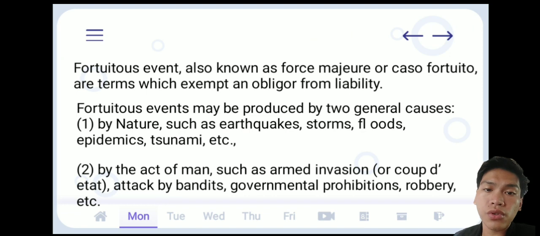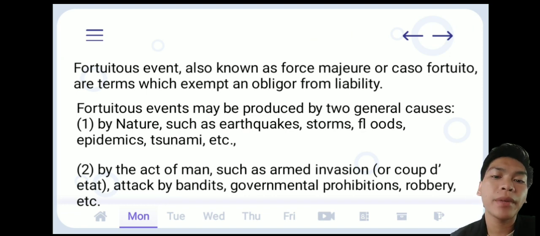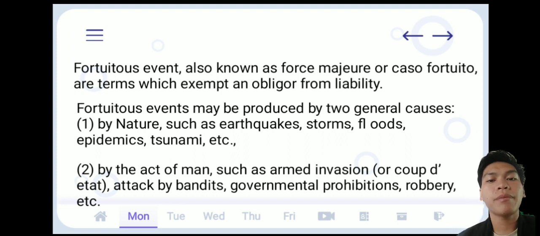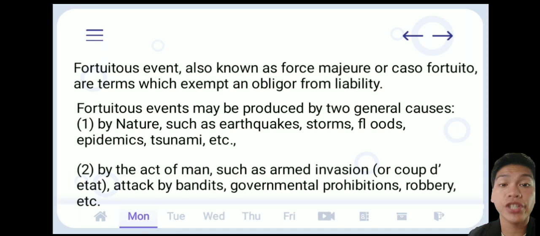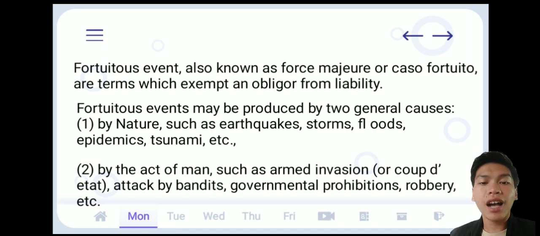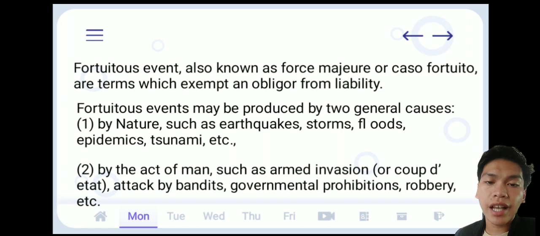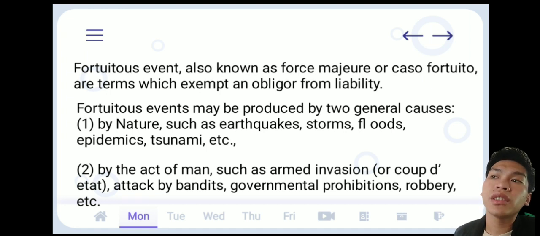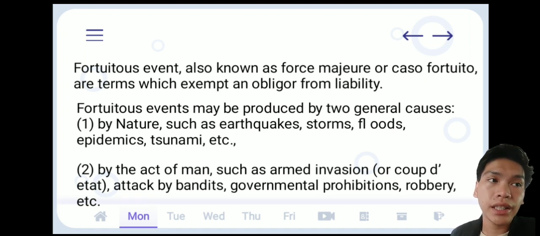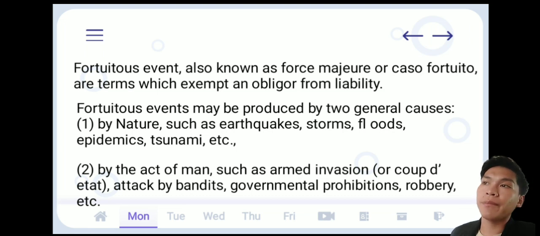So what is a fortuitous event? This is an unexpected happening. A fortuitous event may be produced by two general causes. The first is nature, such as earthquakes, storms, floods, epidemics, and tsunamis, so a fortuitous event can also be classified as a natural disaster. The next is the act of man, such as armed invasions or attacks by bandits, governmental provisions, or others. So a fortuitous event refers to unexpected happenings in society.